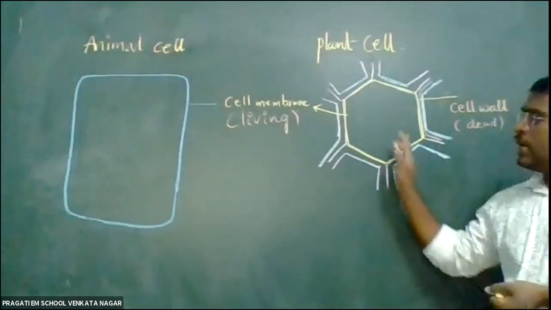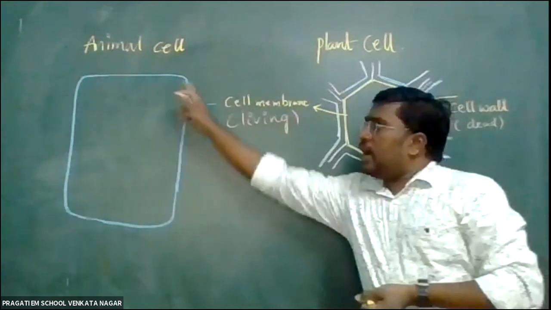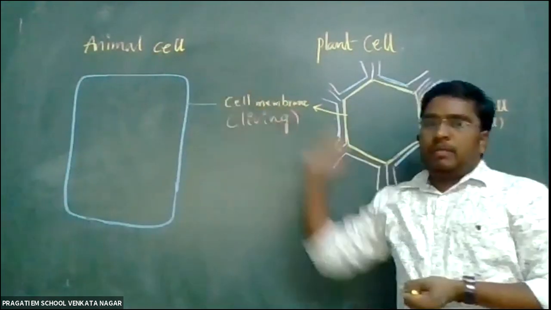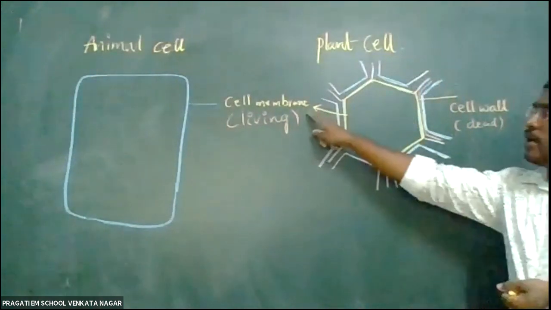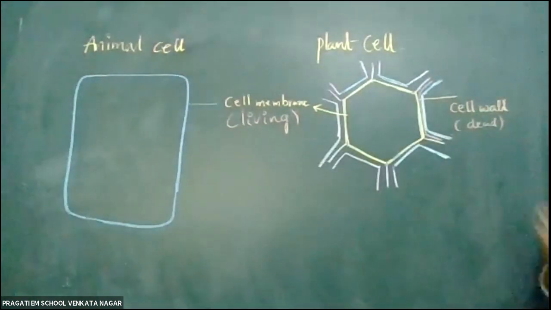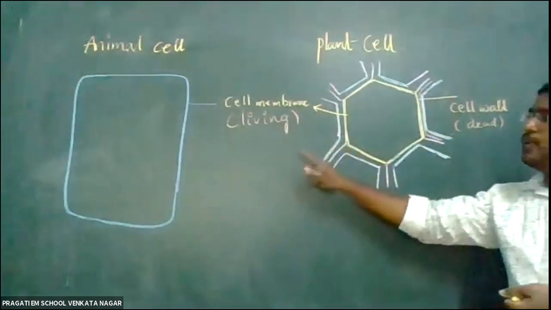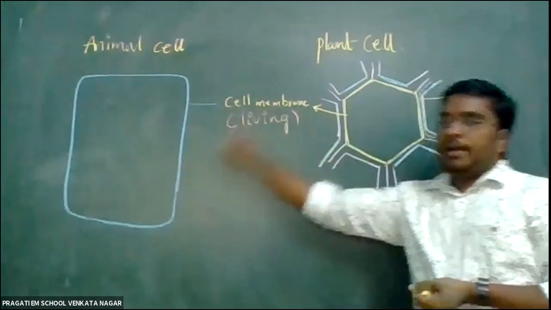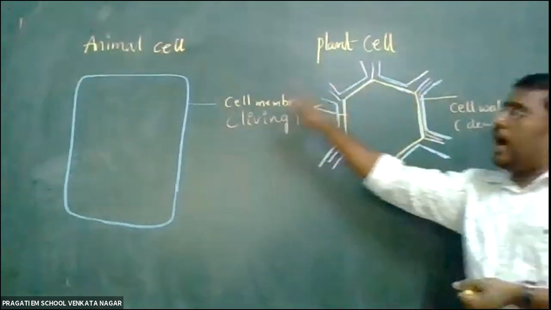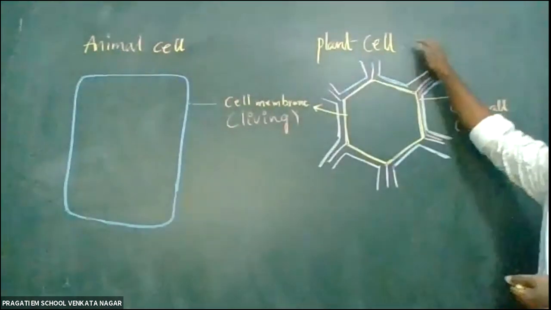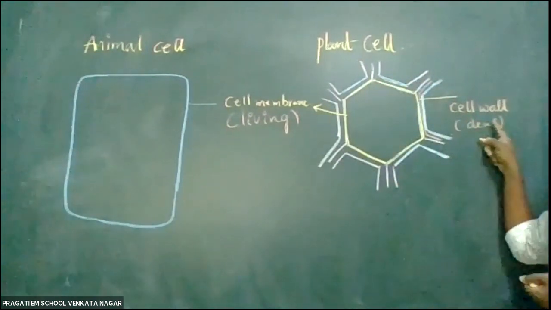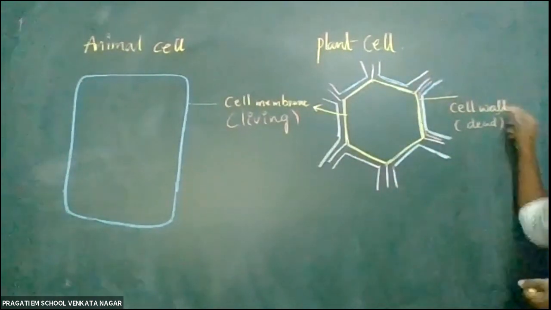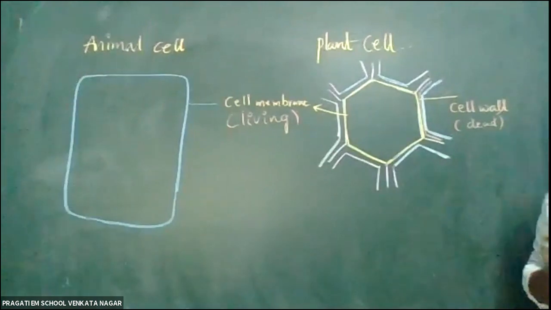So, animal cell has a single membrane, plant cell has two membranes, that is the cell membrane and cell wall. This is the difference between animal cell and plant cell. The animal cell differs from the plant cell by the outer membrane of the plant cell, that is nothing but the cell wall.